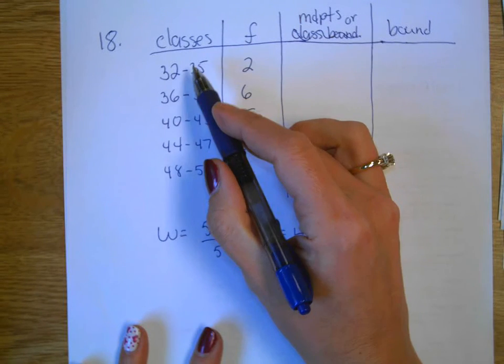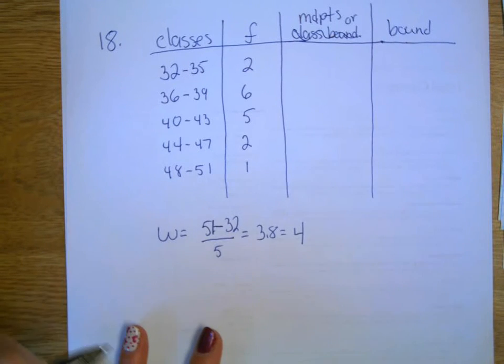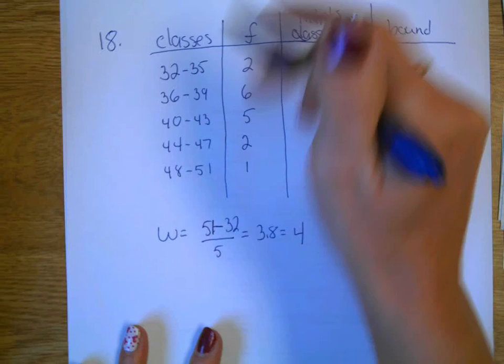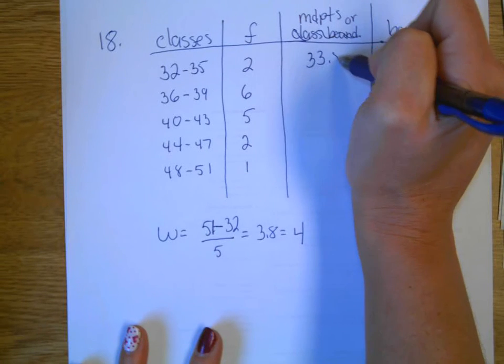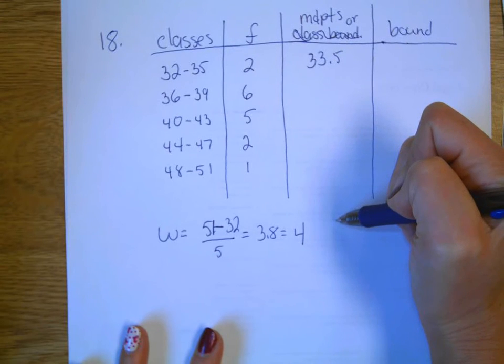If you do midpoints, you're going to average. What's the average of 32 and 35? 33.5. 33.5. And now you just have to add 4 to get to the next one.